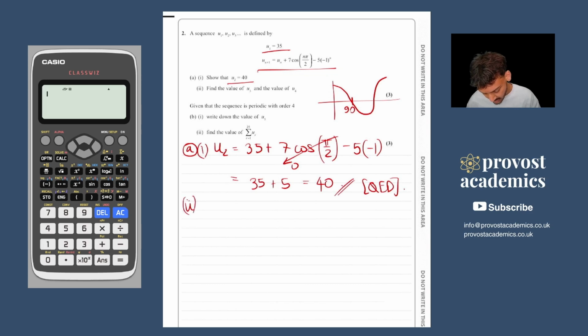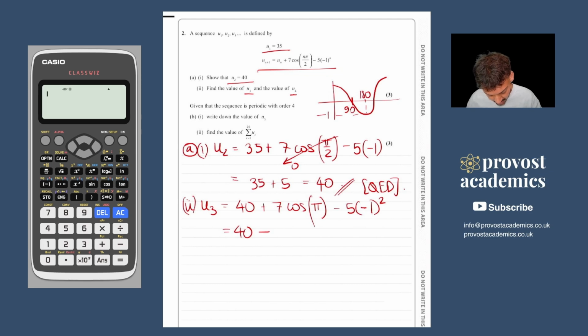Next is asking you to find the values of u3 and u4. We'll just substitute u2 into the equation to get u3, and so on. So u3 is equal to 40 plus 7 cos of, now n is equal to 2, so the 2 divided by 2 cancels out, I'm just going to write pi, minus 5 times minus 1 squared. At 180 degrees we can see the value of cos is minus 1, which is key important information. So that becomes minus 7, and that gives me minus 5.